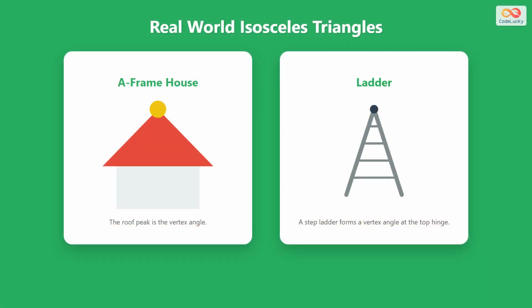You can see vertex angles in real life too. For example, the peak of an A-frame house roof forms a vertex angle. Similarly, the top hinge of a step ladder creates a vertex angle, with the legs of the ladder acting as the equal sides of an isosceles triangle.